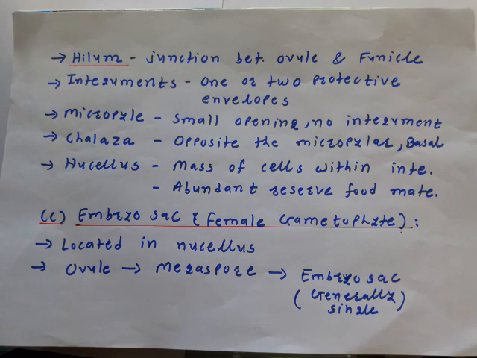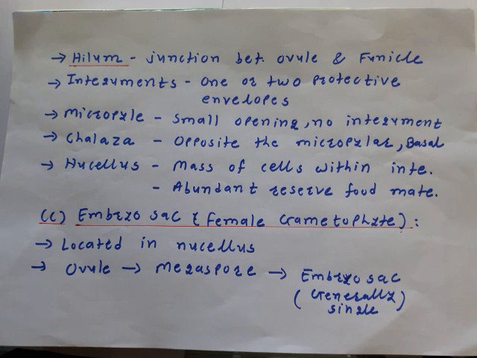Micropyle region. Here, there is a small opening where no integument covering is there. Chalaza. It is exactly opposite to the micropyle and is the basal region of the ovule. The main structure, nucellus. It is actually a mass of cells within integuments. The property of nucellus is that it is abundant in reserve food material. It can provide nourishment to the developing embryo. So nucellus is a very important structure for embryo development. So these are all the regions or structures observed here.